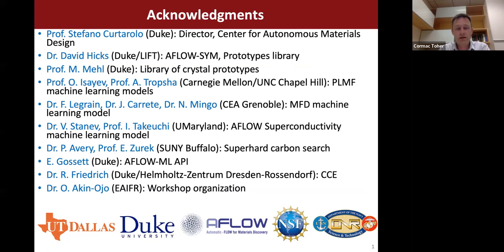Professor Mike Mehl, who also works at Duke, is also responsible for the Library of Crystallographic Prototypes. Then Professor Alexander Isayev and Professor Alex Tropsha. Professor Isayev was at UNC Chapel Hill, and he's now an assistant professor at Carnegie Mellon. And Professor Tropsha is also at UNC Chapel Hill. They're the people who worked with us developing the PLMF machine learning models.